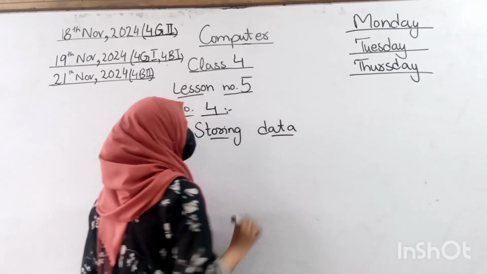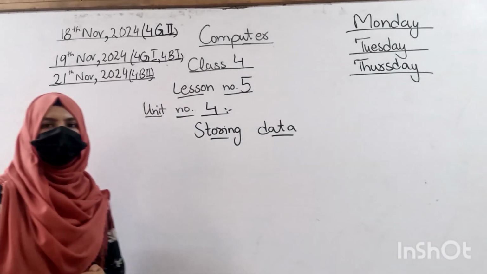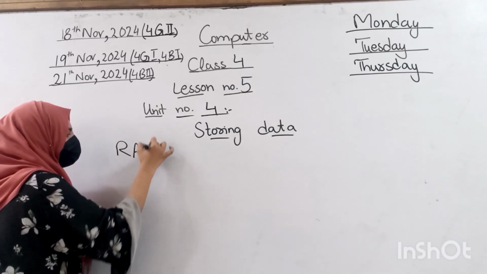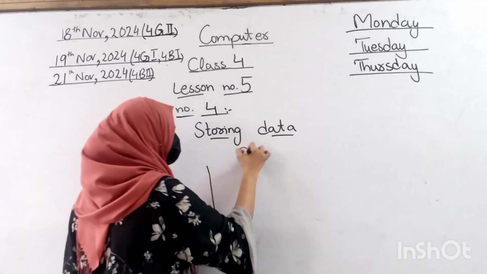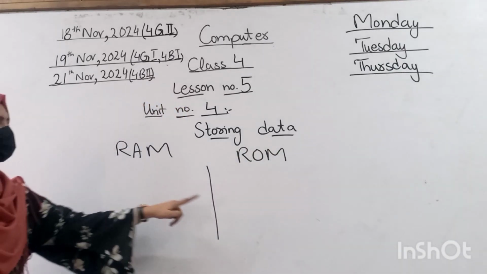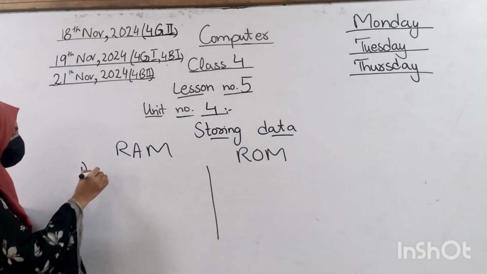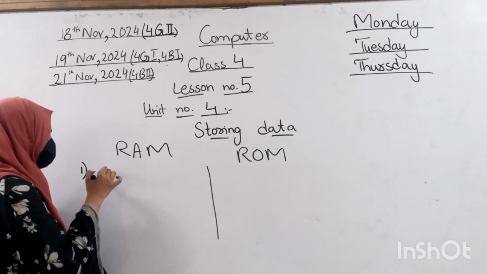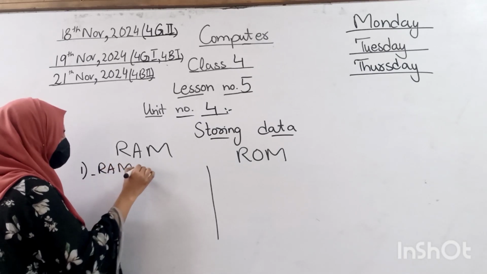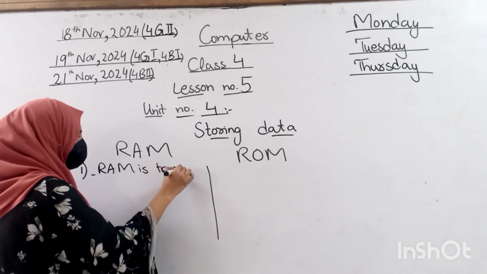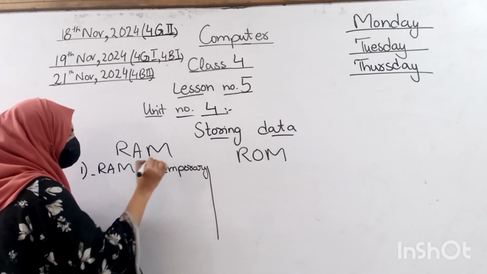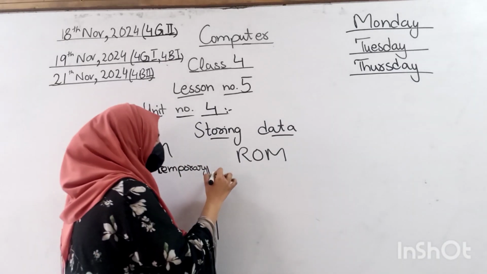So students, we have talked about that computer stores data in its memory. And there are two types of memory. The first one is RAM and the other one is ROM. RAM stores data in its memory for a temporary period. RAM is temporary. And the second one is ROM.